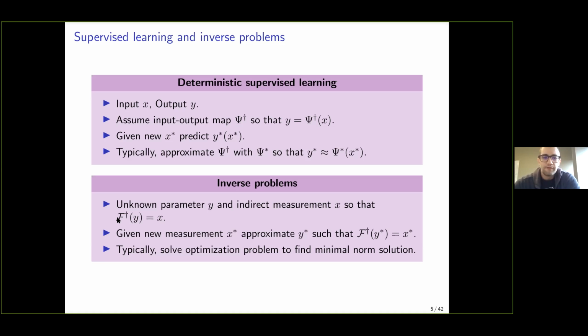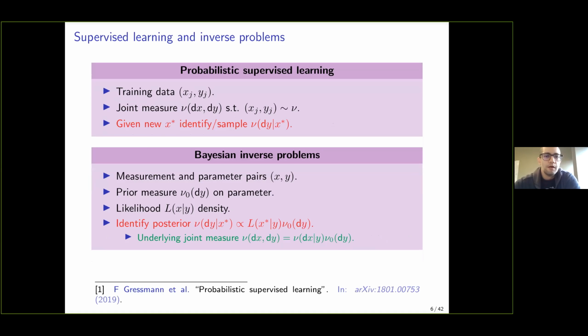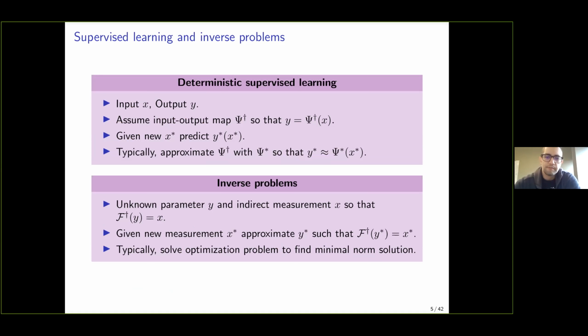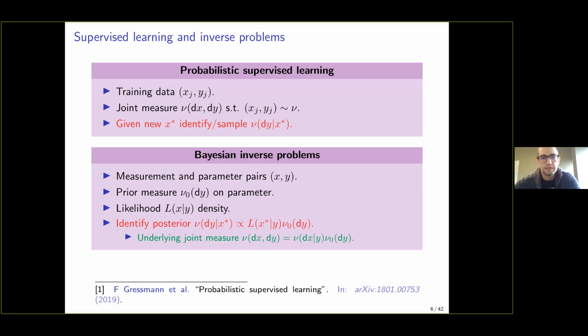And you have some functional form. So there's some function f dagger of y that gives you x. And then given a new value of x, you want to approximate the corresponding parameter y. So in a way, you try to invert f dagger, but it's not invertible. So typically you solve some kind of optimization problem. You need to regularize the problem to make it well posed. Okay, so the two problems don't seem like maybe they're related, or not so much.